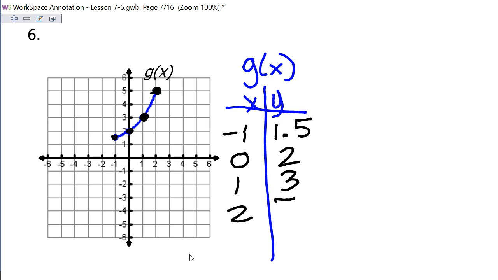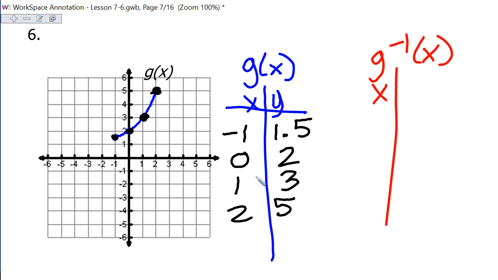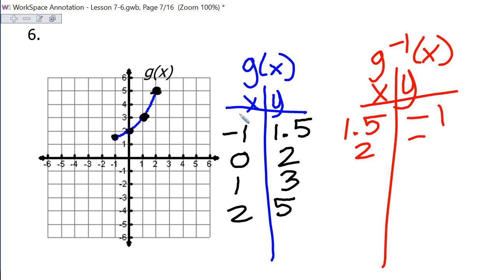Now I'm going to go ahead and write over here the points for g inverse. If we flip those points, what would be the first point? 1.5, -1. What would be the next point? 2, 0. What would be the next point? 3, 1. And the next point? 5, 2.